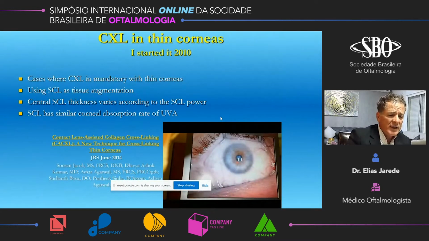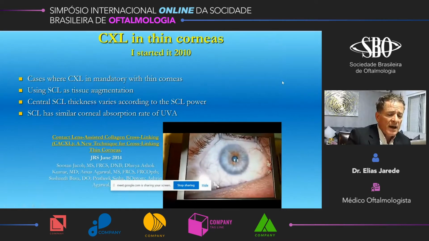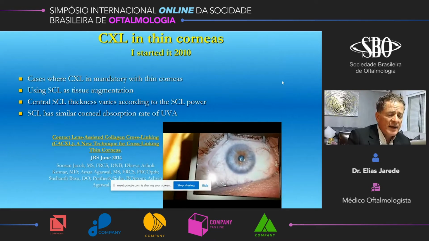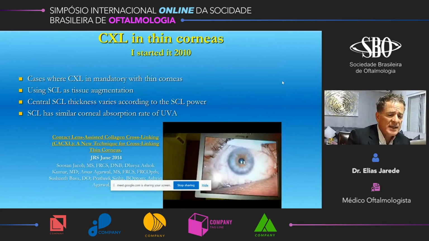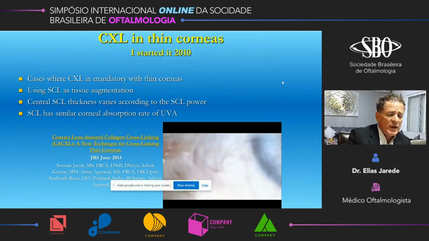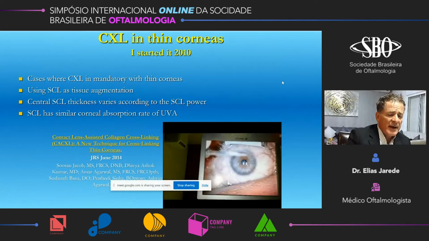Another unconventional approach is using a soft contact lens in thin cornea. In such a case, we have a thin cornea in a scenario where we cannot do something else because of heavy vascularization and long-standing allergy. We do remove the epithelium before applying the UV light.